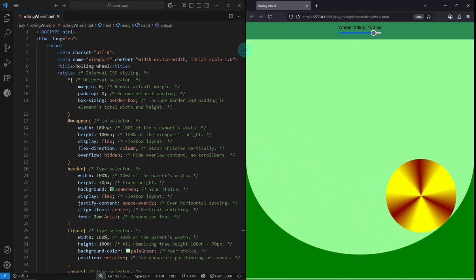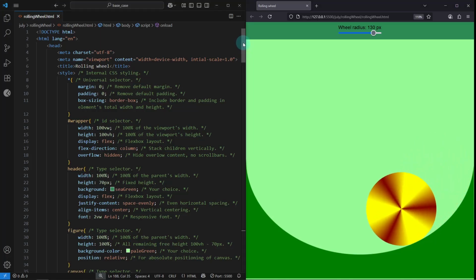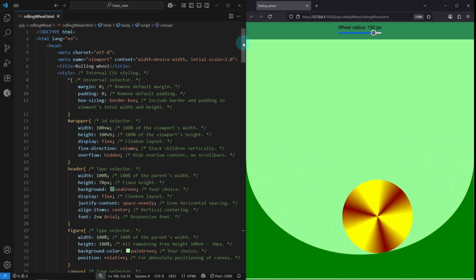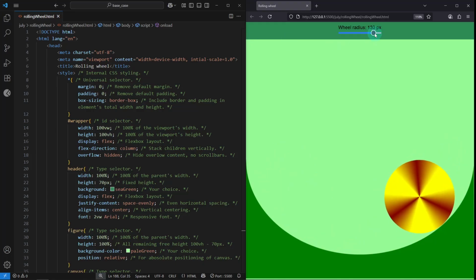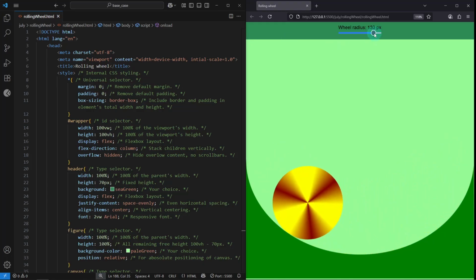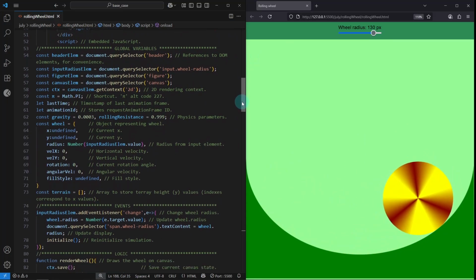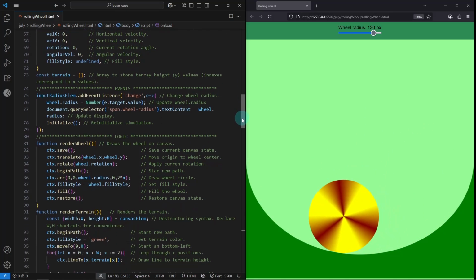At its core, it demonstrates key physics concepts: terrain generation, collision math, and energy-conserving velocity corrections. I did my best to keep the code concise and clean. If you spot any room for improvement, I'd welcome your insights.